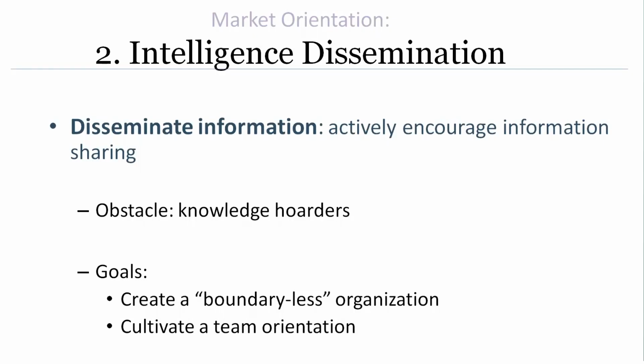So, this is the sensing part of it, market intelligence gathering, and now we are talking about how in these companies they do intelligence dissemination. So, dissemination of information is actively encouraging information sharing. Some of the obstacles are there, the so called knowledge hoarders, which often happens in very hierarchical bureaucratic organizations. So, those kind of approaches or attitudes are detrimental to intelligence dissemination.